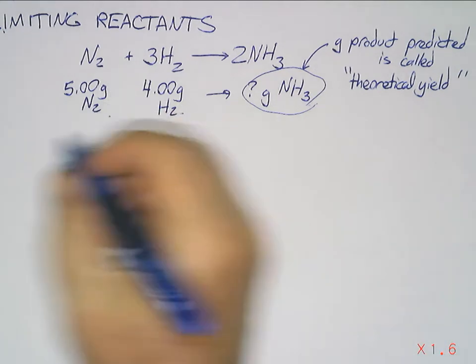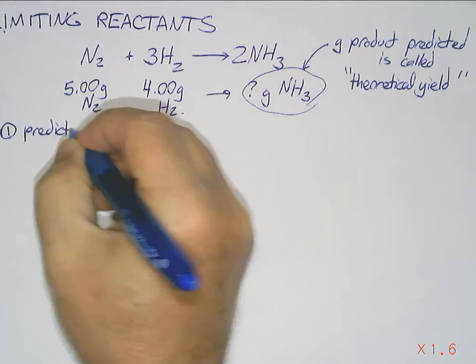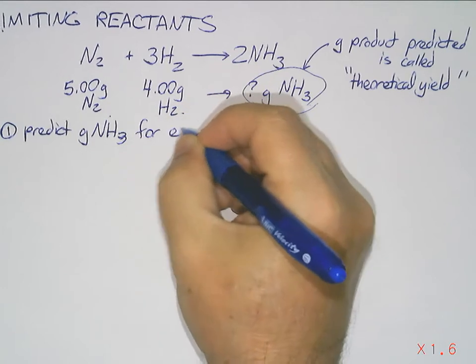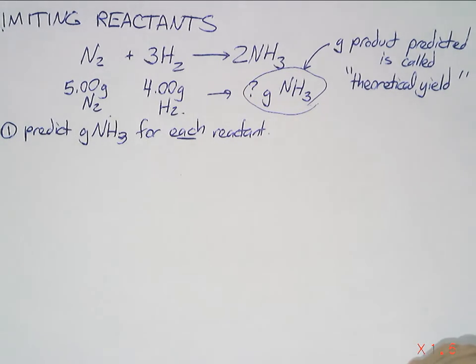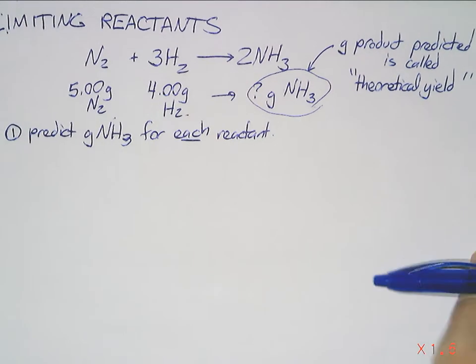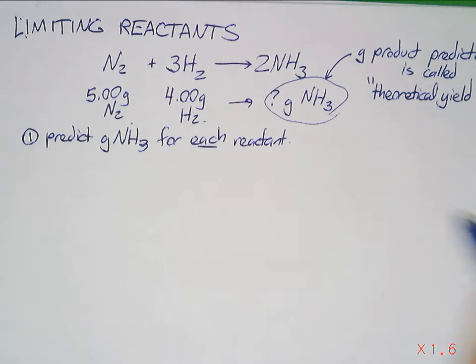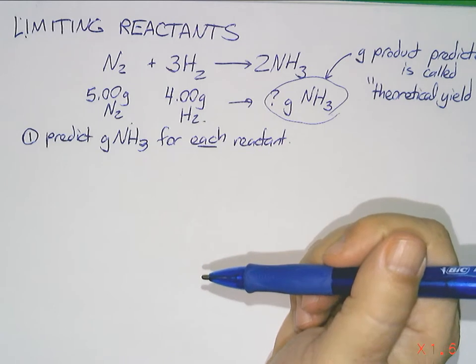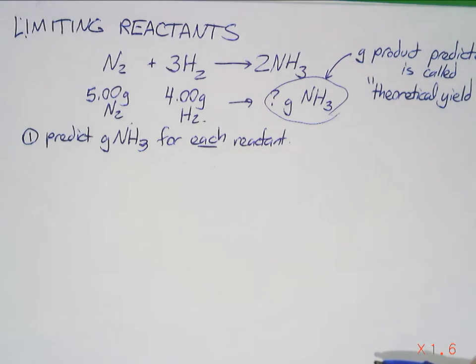Okay, so let's do it. The first thing that we have to do is predict grams of ammonia for each reactant. All right, now last time was pretty easy because we were doing the calculations in moles. Why can't we keep things easy? We can. Why don't we just turn all these gram amounts into moles and then just work in moles and do pretty much the same thing that we did in the last video.